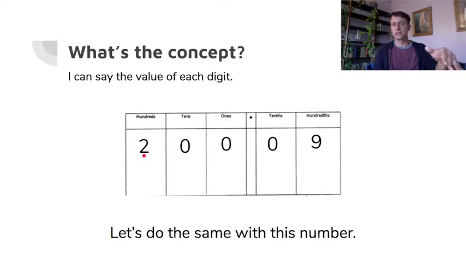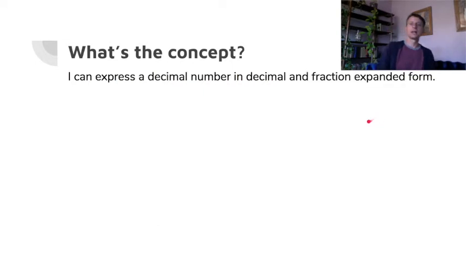Here, what's the value? Let's read it first. 200 and 9 hundredths. Okay, what's the value of the 2? 200. What's the value of all these zeros? You would just say 0. Actually, the value of any 0 in any place is 0. And how about the value of this 9? 9 hundredths. Excellent.